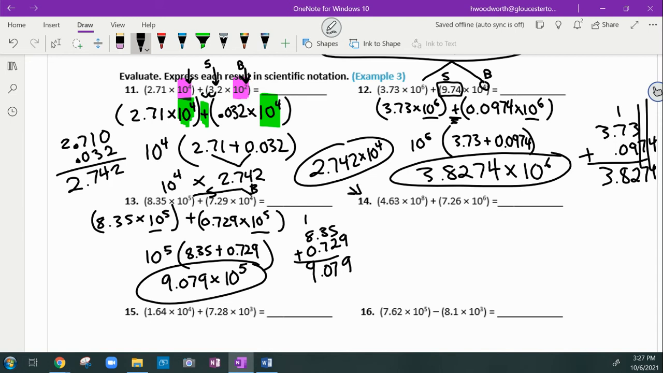I'm on number 14. Here we go. I think I can get these last three in. Let's do it. Now we have the 8 and 6. Because it's addition, I check to see if my powers match. They don't. So I have to get them to match.